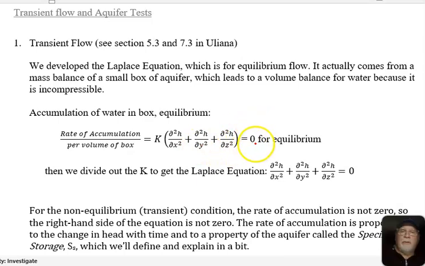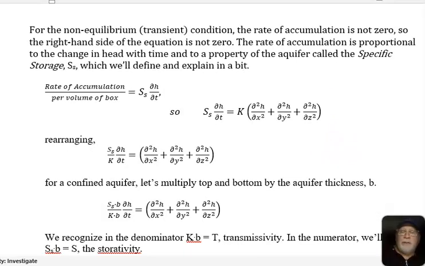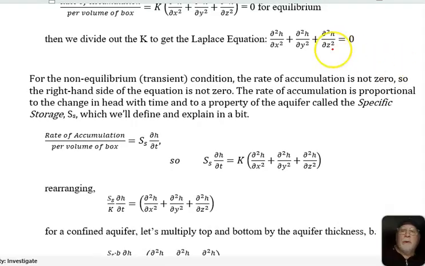Since there's a 0 on the right-hand side, we can divide both sides by k, and we still have a 0 over there. So we have the second derivative in space, x, y, z, and then for wells, we just used r. That equals 0. For the transient case, the rate of accumulation does not equal 0. So the right-hand side of the equation that we had up here was 0. Now it's not going to be 0 anymore.